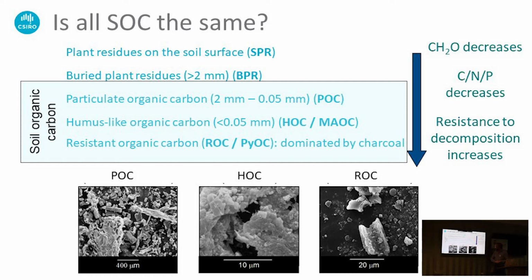The reason I separate them out this way is that not only are they chemically different, they're physically different. If you look at them down an electron microscope, with particulate carbon you can still make out the cellular structure of the plant. It still looks like plant material that is decomposing. The humus-like carbon, and note the massively smaller scale bar on this one, is basically bits of dead microbe. This is waxy substances. They're the bits that are actually holding the soil together.